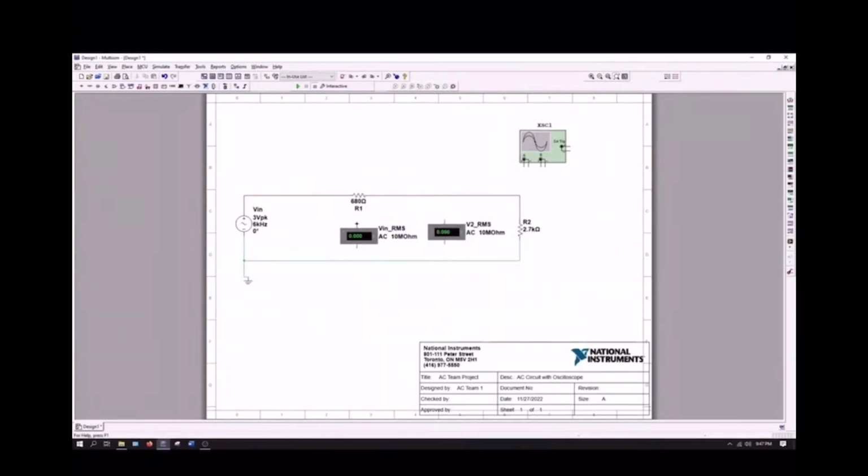So our VIN RMS voltmeter, the positive will go to the positive VIN, and the negative will go to ground. And then we will do the same thing on the other side with V2 RMS, but in respect to R2. Channel A, positive of the oscilloscope, will also connect to the left of the R1, and then positive of channel B will be connecting to the positive of R2, while the negative connects to ground for both channels A and B. And you're done.